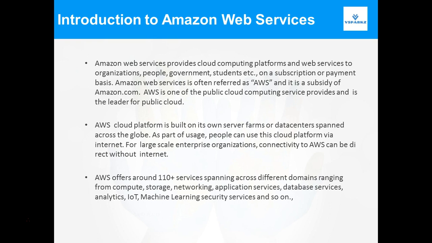AWS Cloud Platform is built on its own server farms or data centers spanned across the globe. As part of the usage, people can use this cloud platform via internet. For large-scale enterprise organizations, connectivity to AWS can be direct without internet also. AWS offers around 110 plus services spanning across different domains, that is ranging from compute, storage, networking, application services, database services, analytics, IoT, machine learning, security services, and so on.